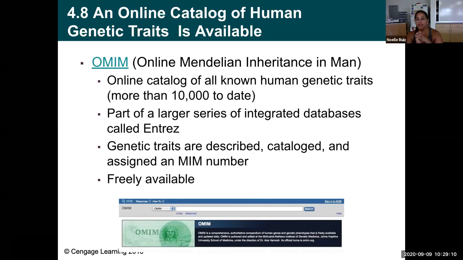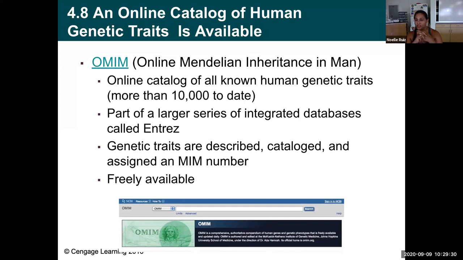And there is an online catalog of human genetic traits. It is free. I linked it there if you want to look at it. Online Mendelian Inheritance in Man is what that stands for. It's an online catalog of all known human genetic traits from the Human Genome Project when we map them all.